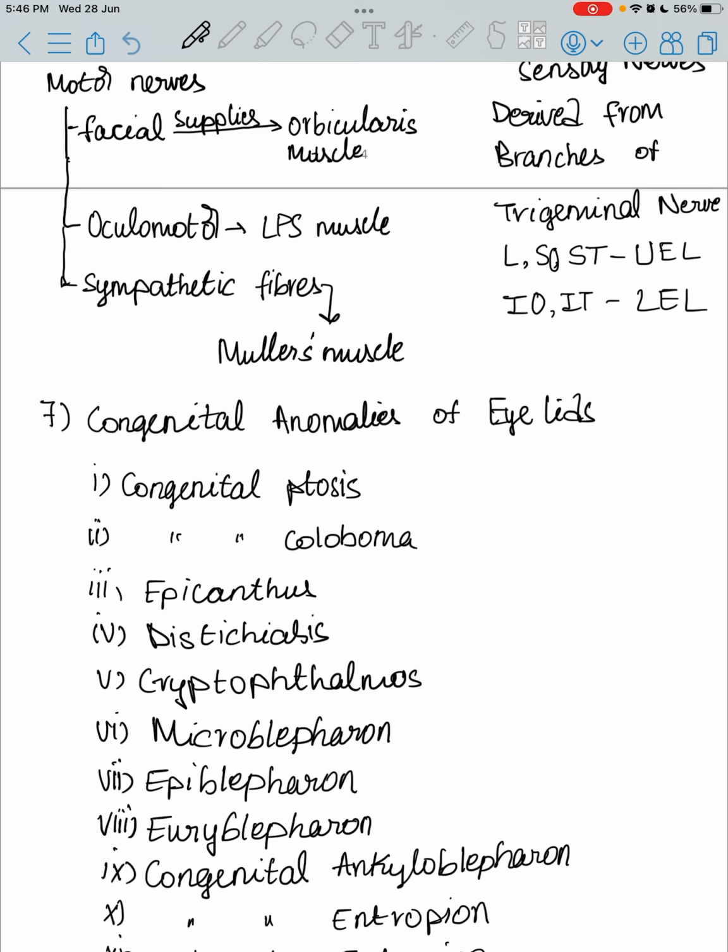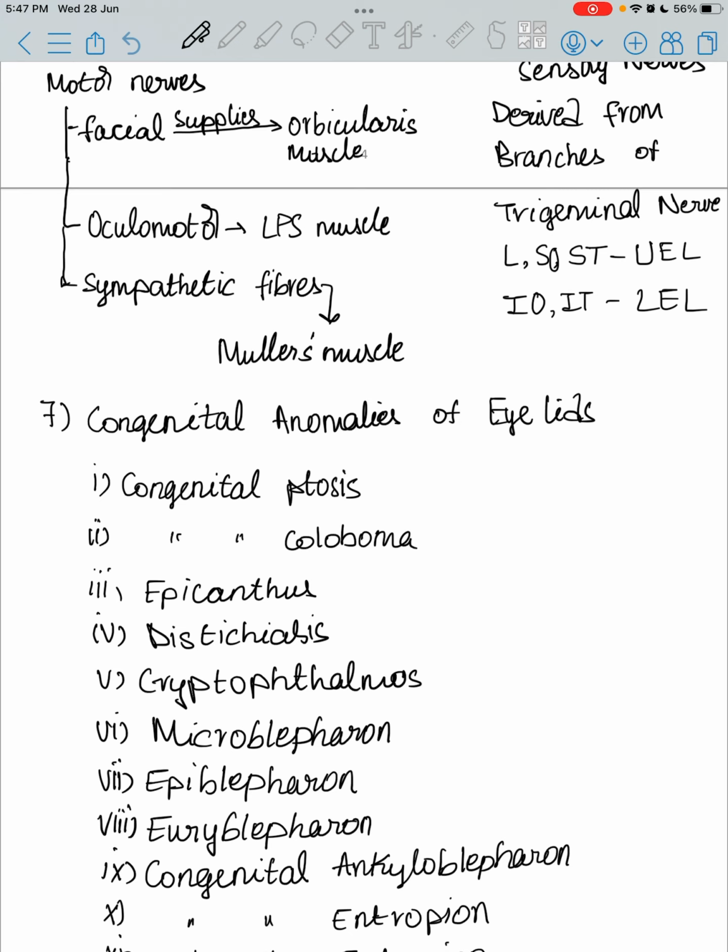And the cryptophthalmos. It is a rare anomaly in which eyelids fail to develop and the skin passes continuously from the eyebrow to the cheeks, hiding the eyeball. It's simply the absence of eyelids. And microblepharon. In this condition, eyelids are abnormally small.